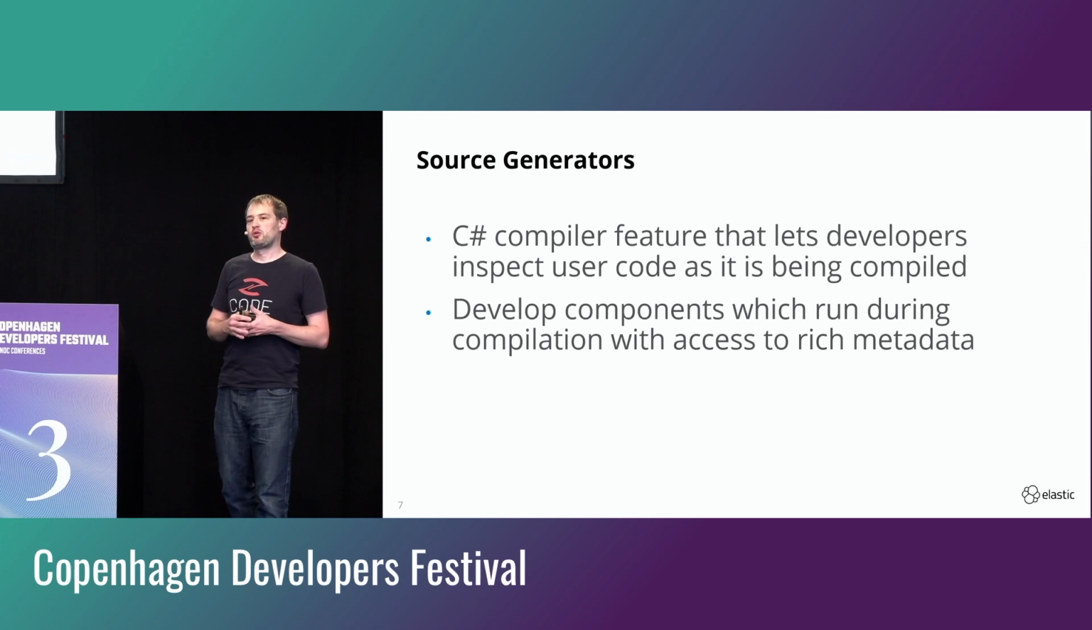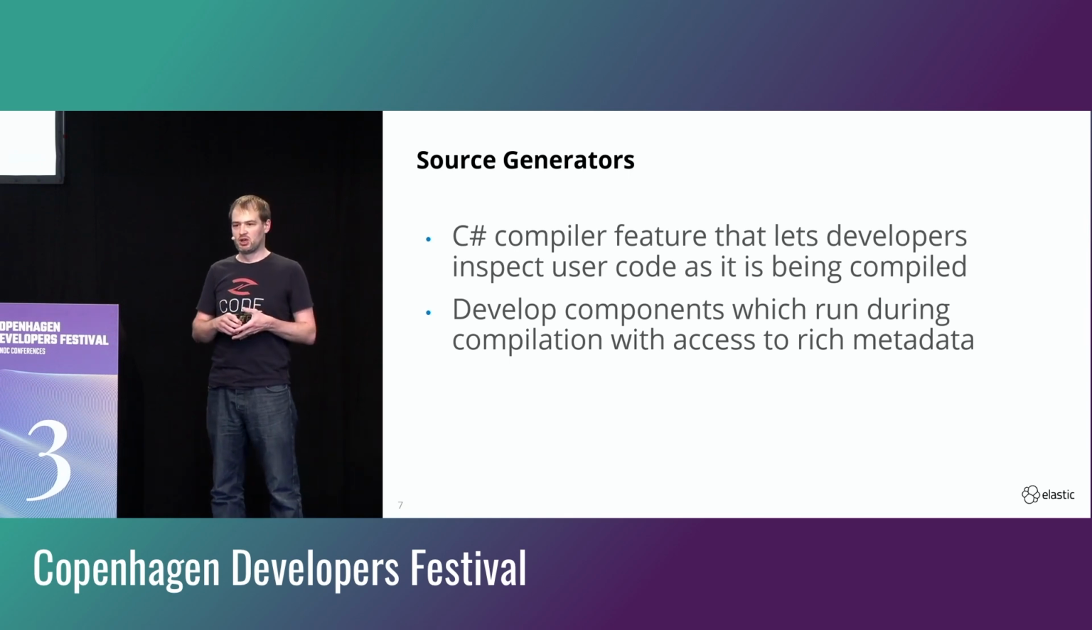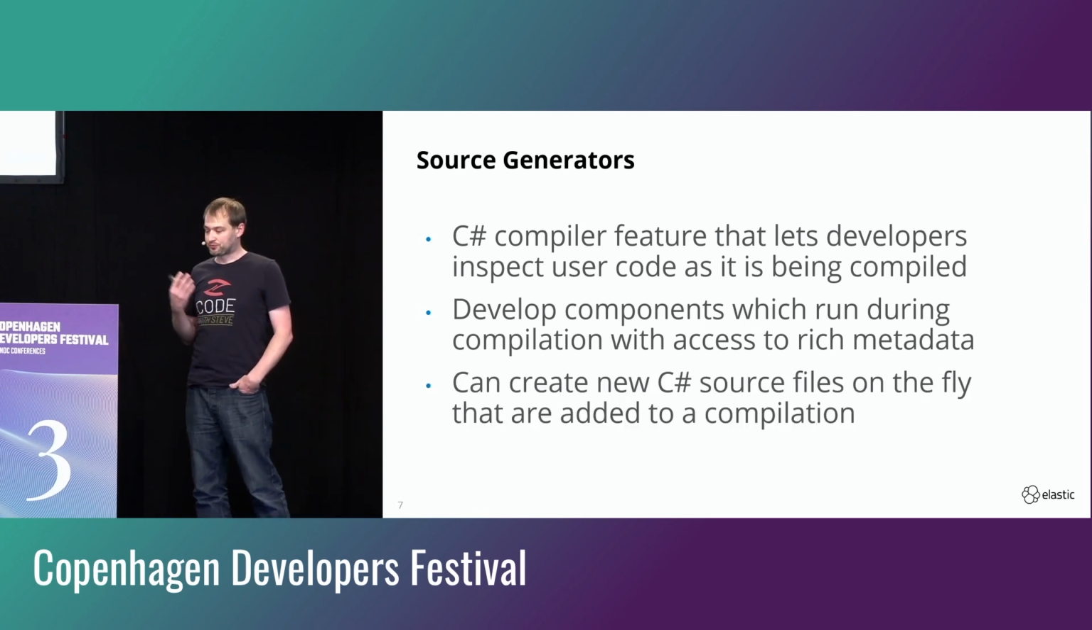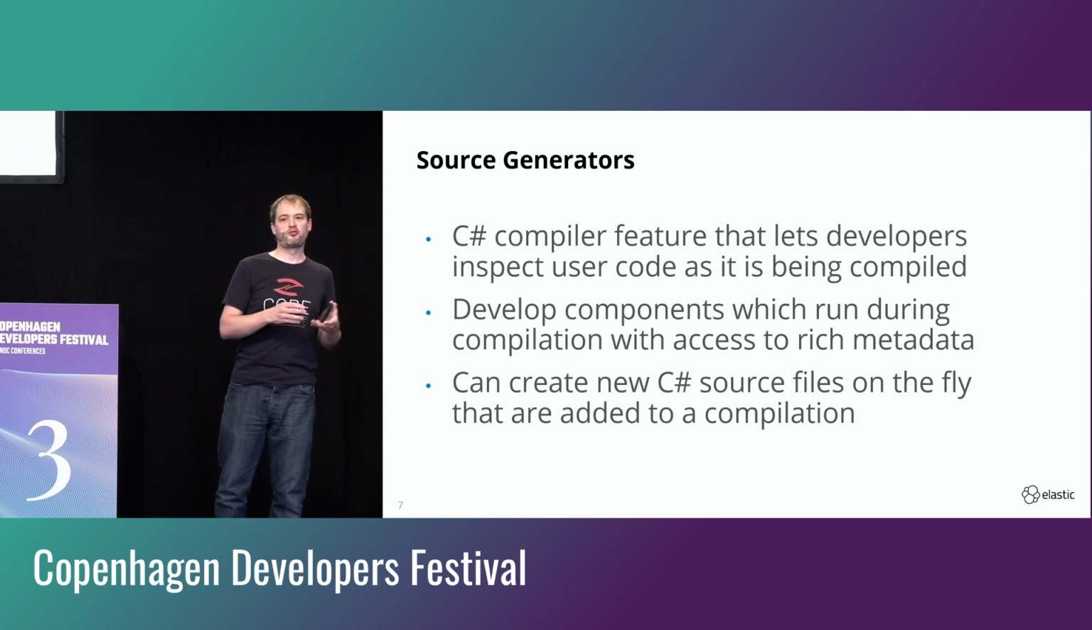So what we can do once we have source generators is develop these components that run during compilation, and they have access to all of the metadata about the user's code, the application code. So this is the syntax and the meaning of that code. Now again, you might be wondering, is that useful to me? What it lets us do is inject C# source files directly into that compilation that's happening. So we can build up new C# source files that become part of the compilation.